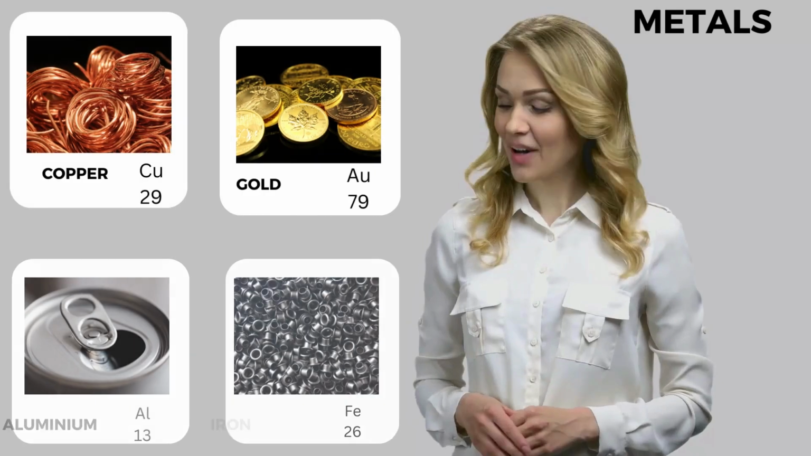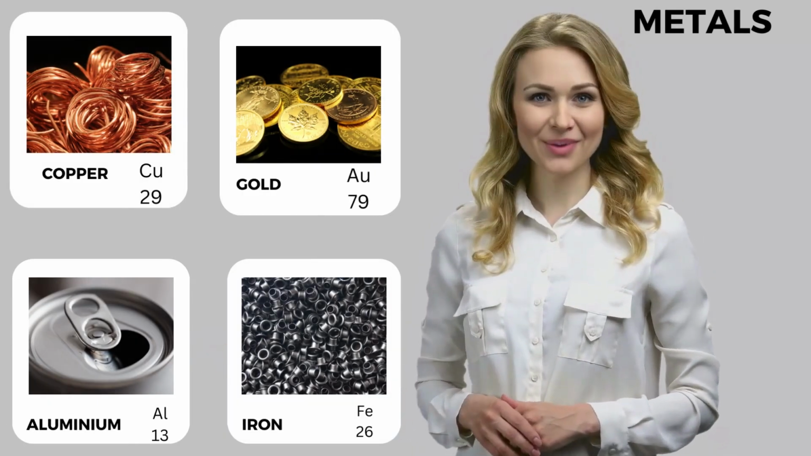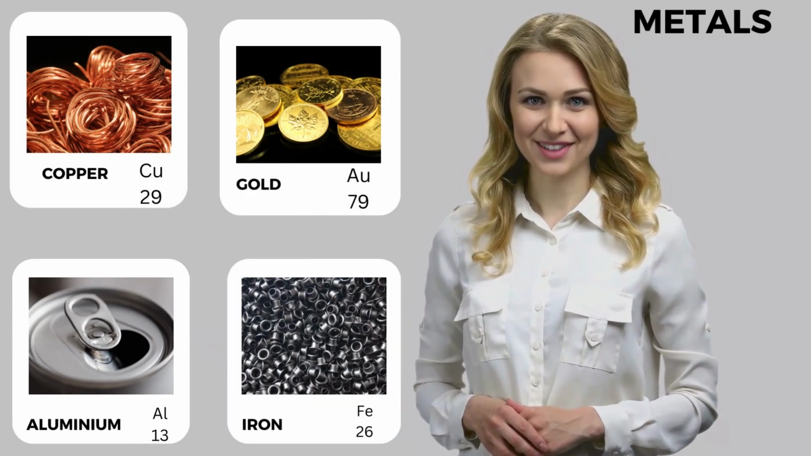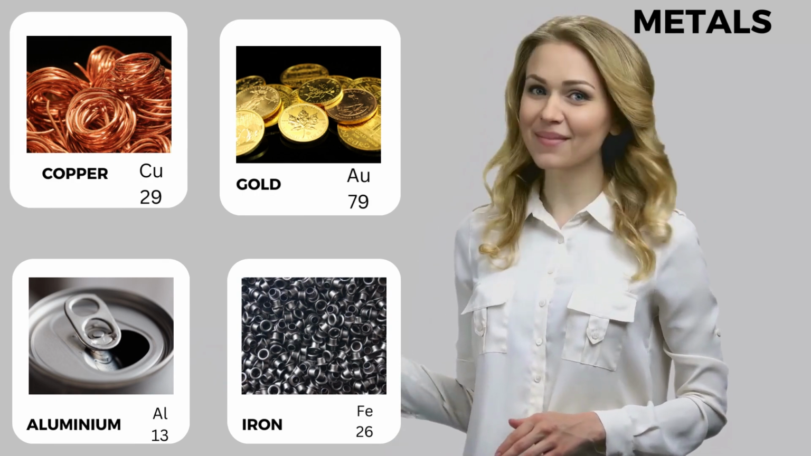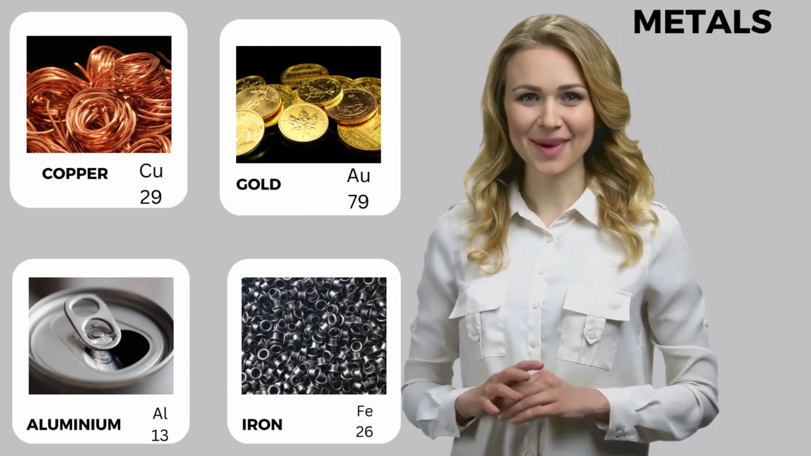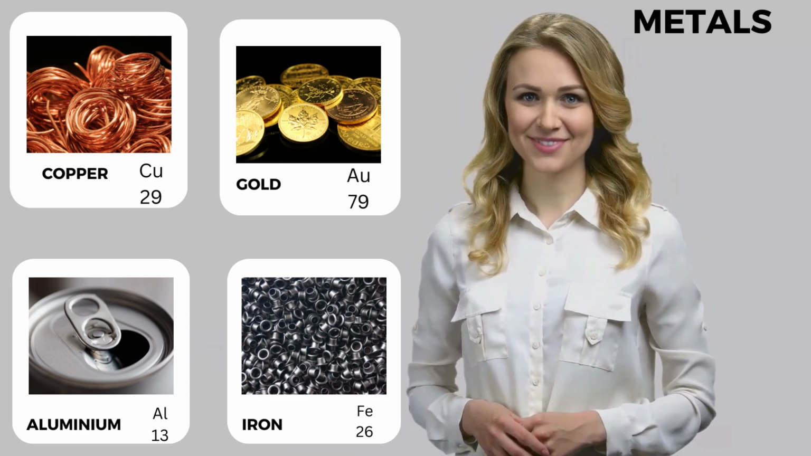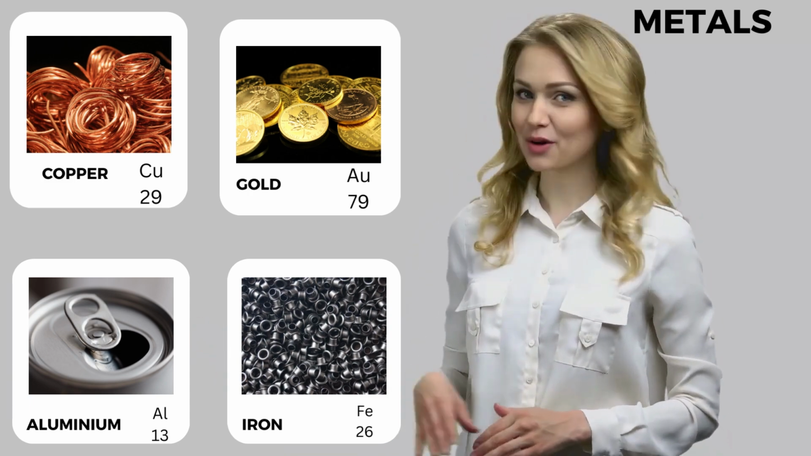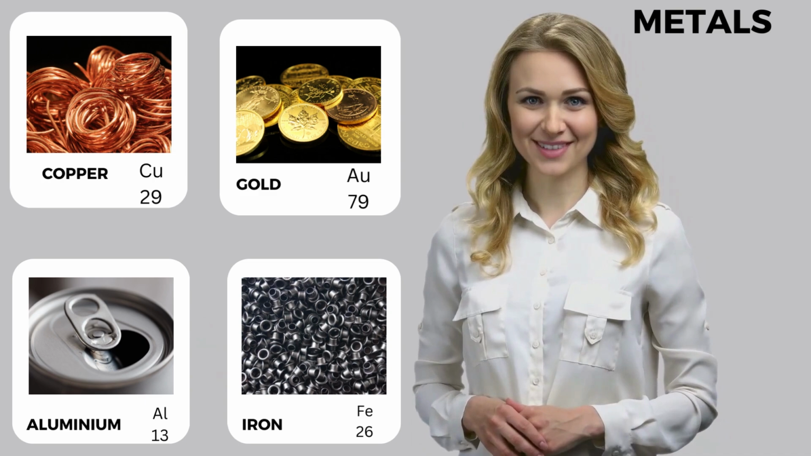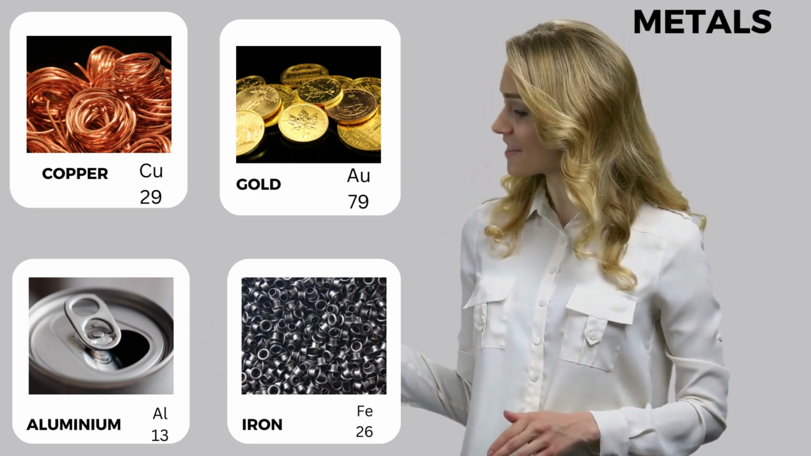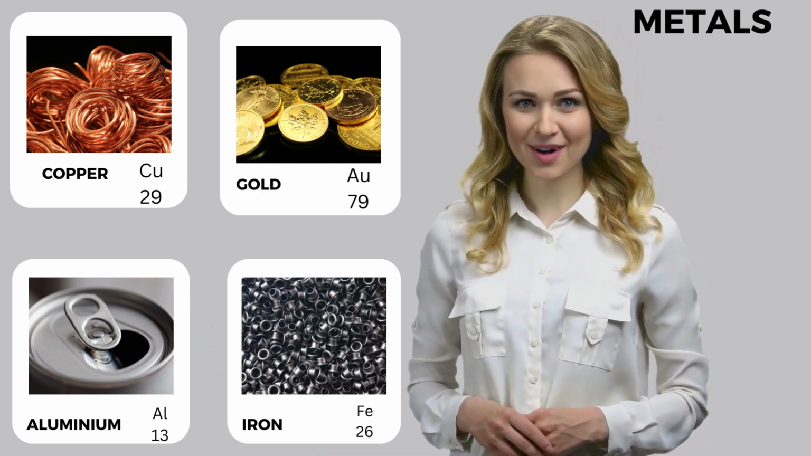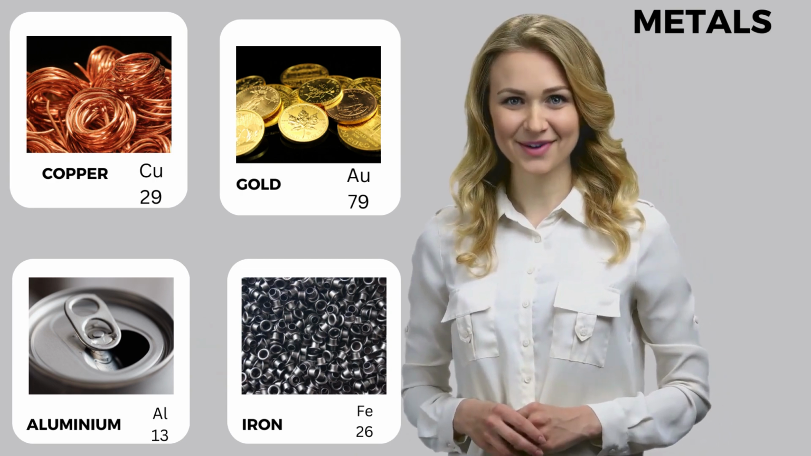Do you know most elements on the periodic table are metals? 118 elements are known today. Out of them, 92 are metals. The metals consist of the alkali metals, alkaline earths, transition metals, lanthanides, and actinides. A few examples of metals are copper, gold, aluminium, iron.